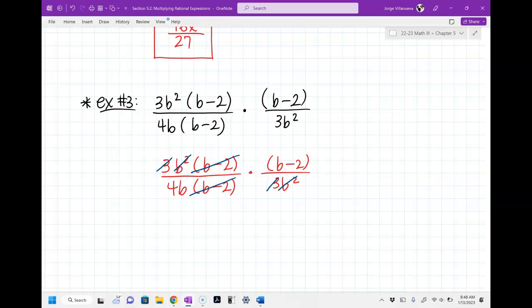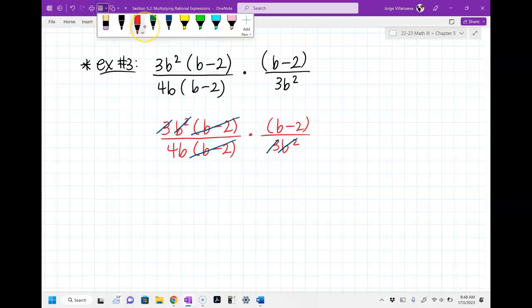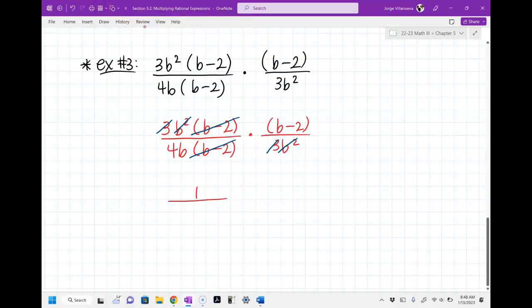Is there anything else? I mean, if right now you're having a hard time seeing, sometimes maybe rewrite it. So let me rewrite it based on what I have now. I have a 1 on top because notice there's nothing else there. A 4b times (b minus 2) over 1. That's what's left. Can I cancel that b on top with the b on the bottom?